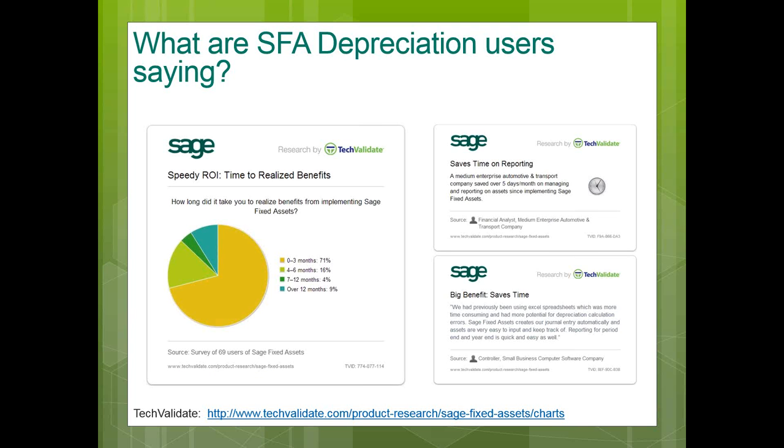We also asked our customers how long it took them to realize a return on investment after implementing Sage Fixed Assets. As you can see, 71% realized a return in less than 3 months. I think this quote from one of our customers sums it up best. We had previously been using Excel spreadsheets, which was more time-consuming and had more potential for depreciation calculation errors. Sage Fixed Assets creates our journal entries automatically, and assets are very easy to input and keep track of. Reporting for period end and year end is quick and easy as well.